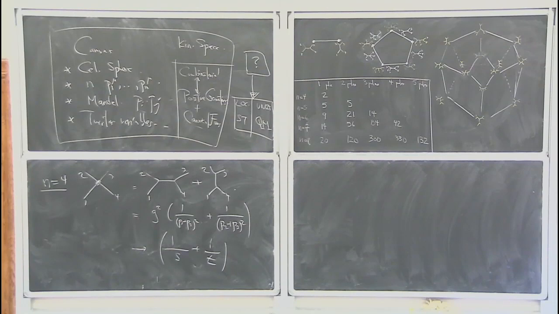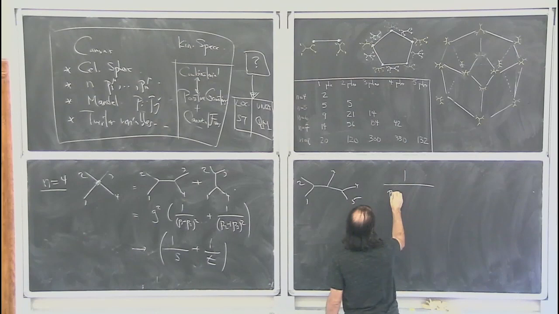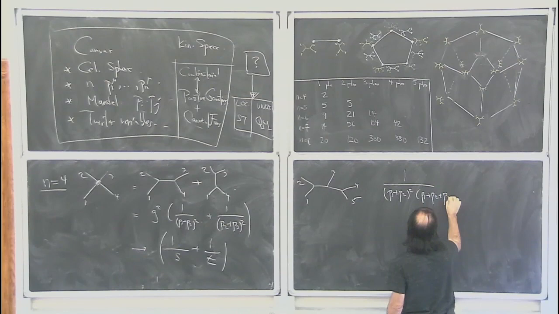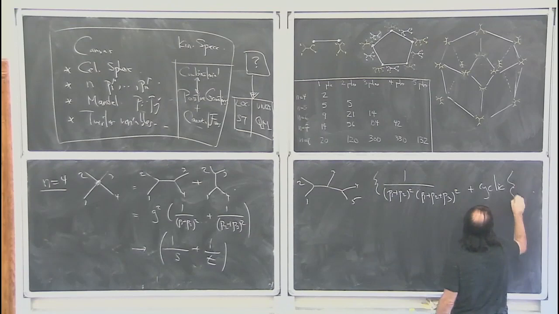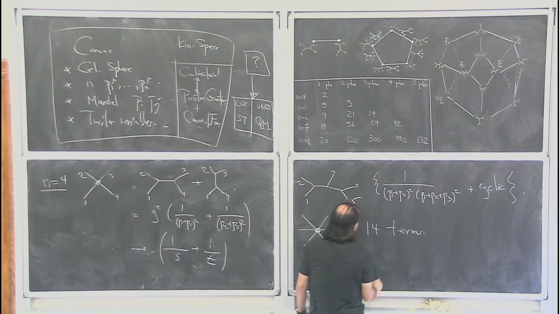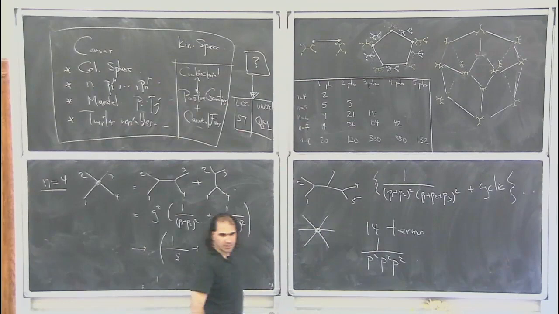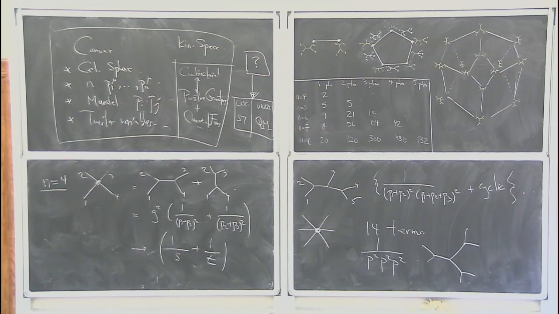Okay, and at 5 points, again, we talked about it, these are the only diagrams. 1, 2, 3, 4, 5. So this would be 1 over (P1 plus P2) squared, (P1 plus P2 plus P3) squared, plus the cyclic shifts. Okay, so we'd have a total of 5 terms in this case. At 6 points, actually we have a total of 14 terms. And they each look like 1 over propagator, propagator, propagator. There's 3 poles. Right? So like this one, for example. But they all have 3 sets of propagators of different sorts. Okay, so that's secretly what's going on.